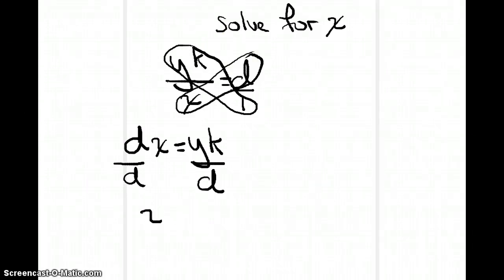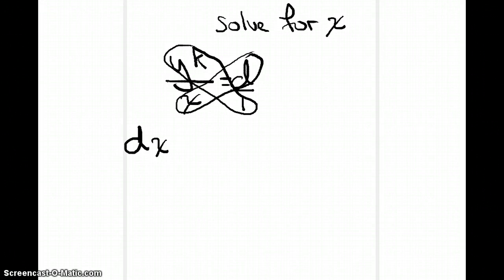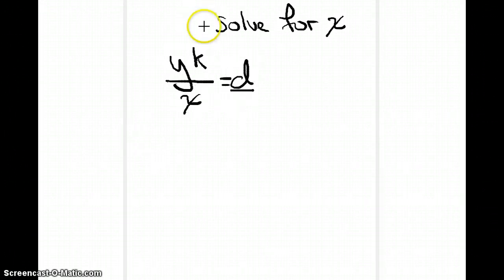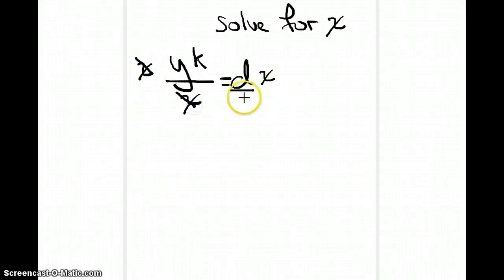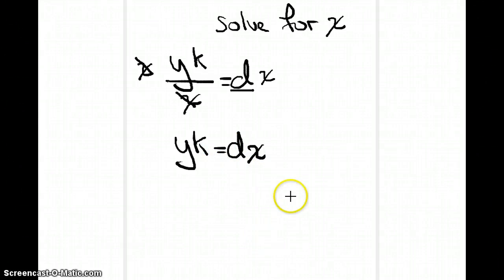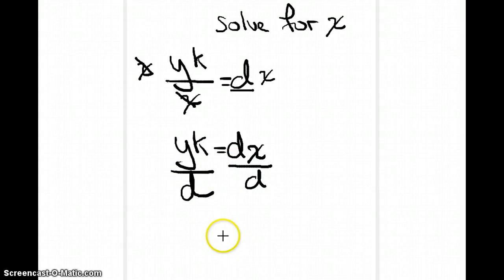What's another technique you can do? Well, if you don't like that technique, what I do on one side, I do on the other. I multiply both sides by x. This x disappears, and now I have yk equals dx. Solving for x, divide by my coefficient, divide by my coefficient, and I'm finished.